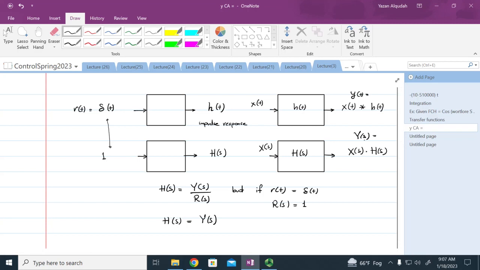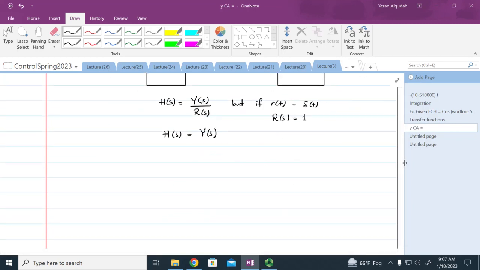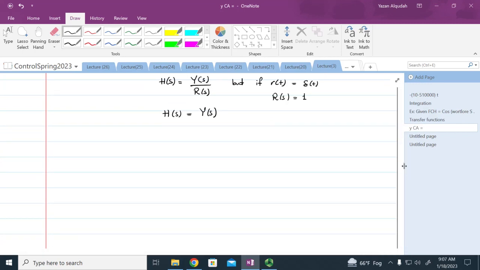Okay, so in order to be able to calculate the output of the system, when we are given the transfer function, we're going to need another tool that will help us take the transfer function and break it into smaller pieces so we can easily find the inverse Laplace of it. What is that tool? The partial fraction expansion tool.